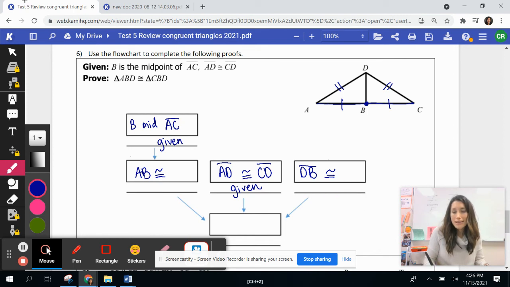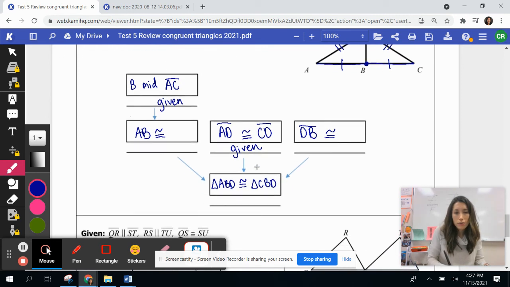And now we're on our last step. We have ADB. Why are these triangles now congruent? So ABD congruent to, I'm just copying it from here, what we're trying to prove, triangle CBD. And go ahead and state the triangle congruency reason here.